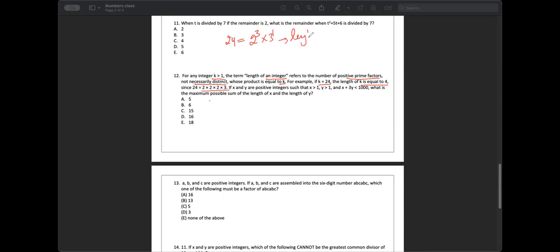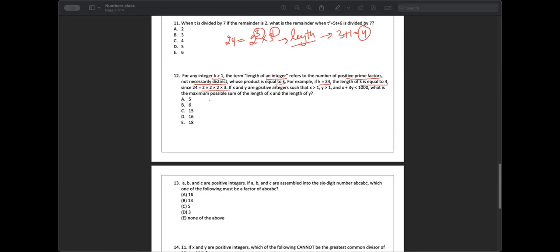So what it is calling length is the sum of the powers, the exponents. Okay, is that point clear first of all? What is it calling length? The powers of the prime factors. That's it. I mean, adding all the prime factors' powers. That's what it is calling the length of the integer.